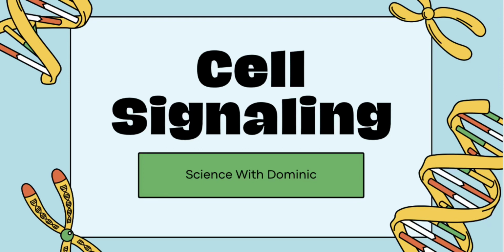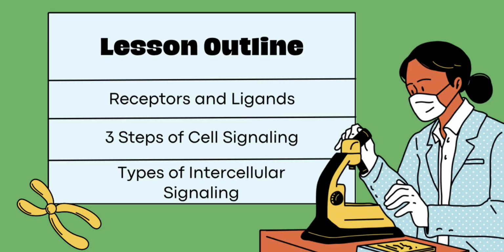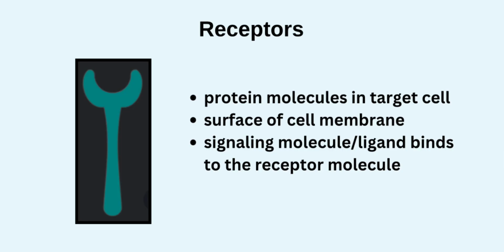Today we will be discussing cell signaling. Cell signaling is an important part of cell communication, as cells need to communicate with each other in a unique way to carry out specific functions. In this video, we will review three main concepts: receptors and ligands, the three main steps of cell signaling, and types of intercellular signaling. To begin, let's start with receptors.